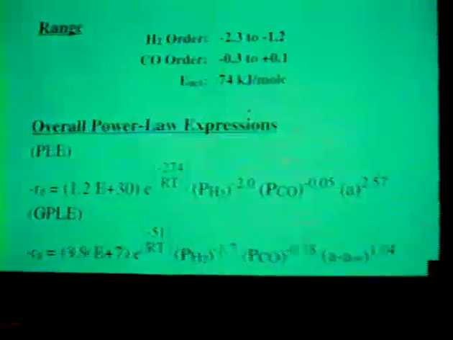Those experimentally determined values are for the transition of an alpha or surface carbon to a beta or polymeric type carbon on the surface of those catalysts.